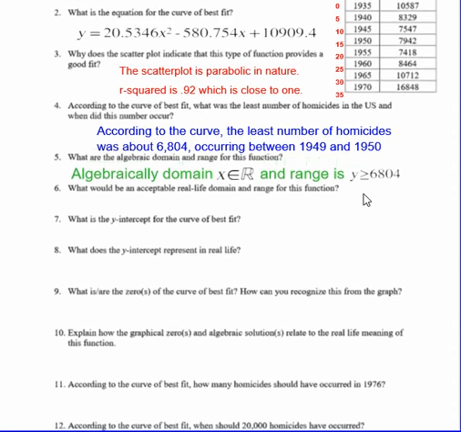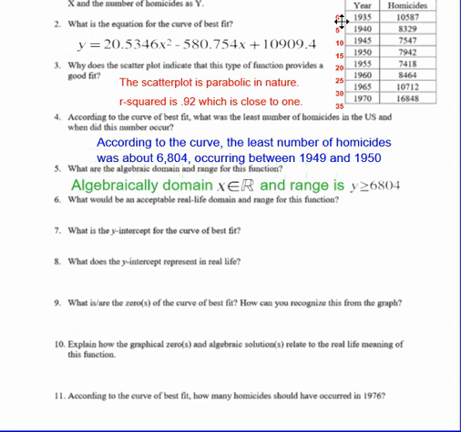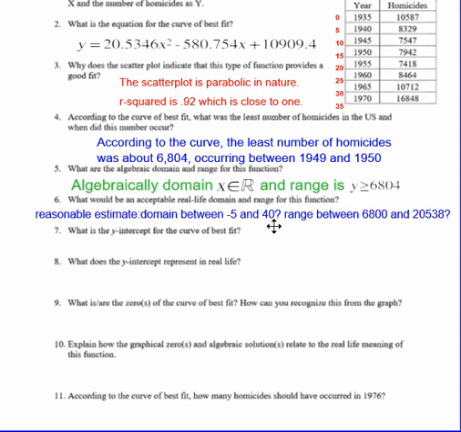So for example, for the domain, would we really want to use this model to project back into the 1800s? I don't think so. Would we really want to use this model to predict continuously into present day? Again, I'm not sure that would be accurate. So a reasonable answer might be something that goes a little prior to the data you have and a little bit past. So maybe between -5 and 40.